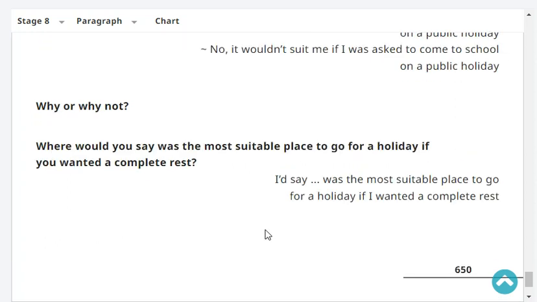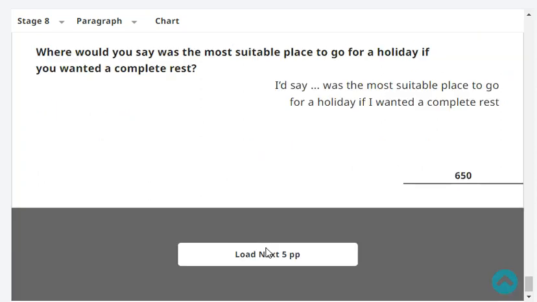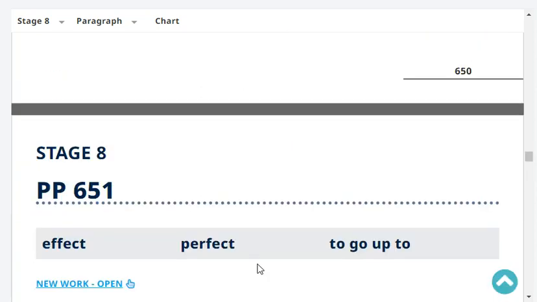Where would you say was the most suitable place to go for a holiday if you wanted a complete rest? I'd say Okinawa, hot spring maybe. It's the most suitable place to go for a holiday if I wanted complete rest. Very good.